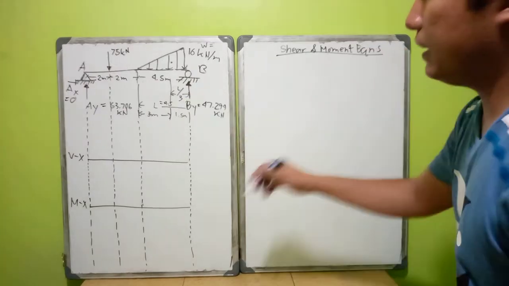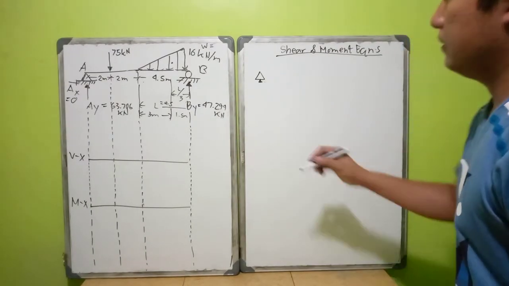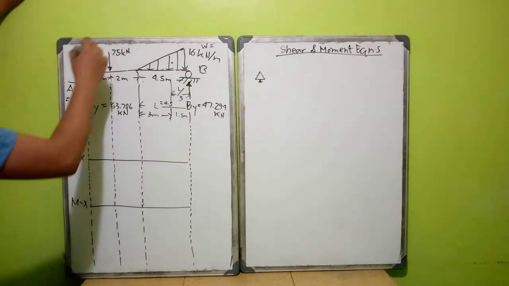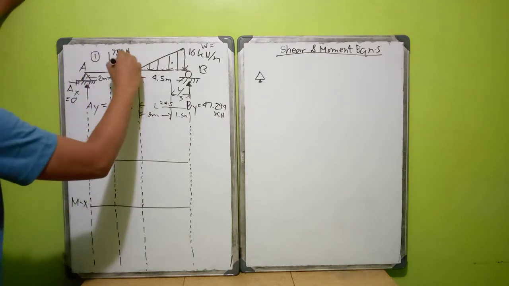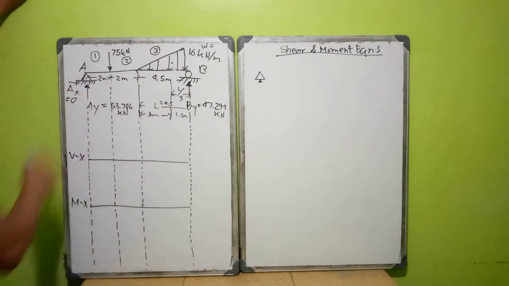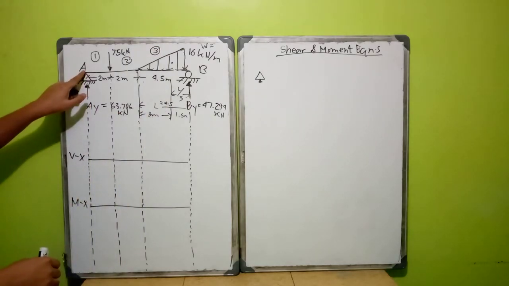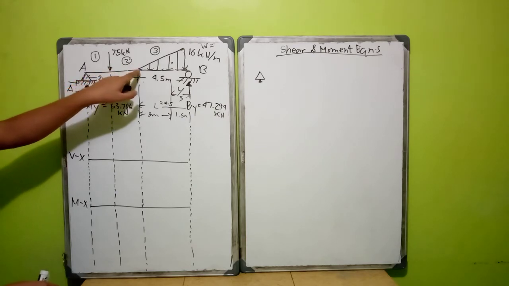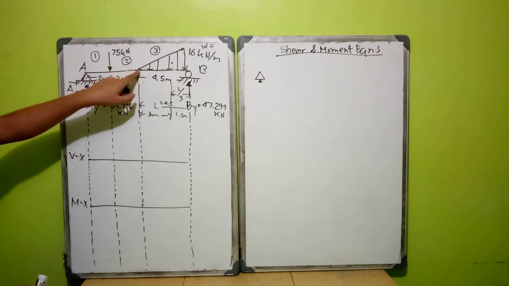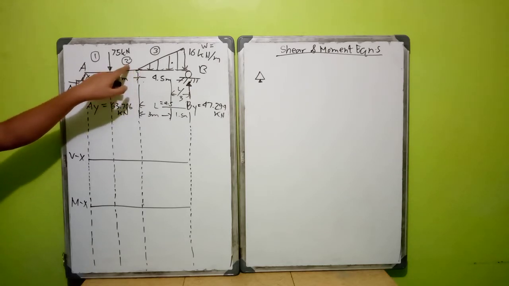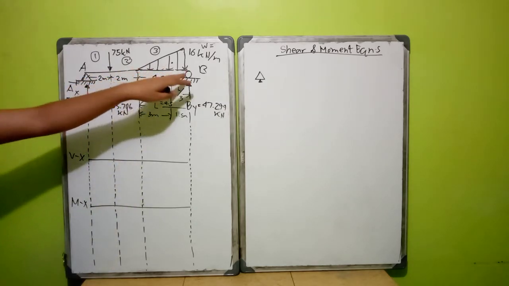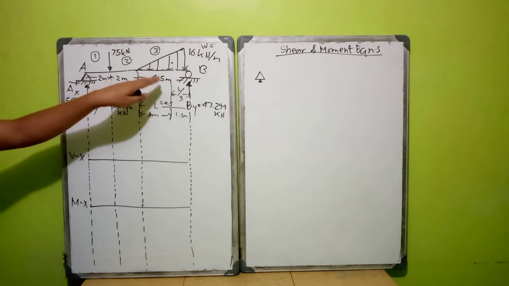Okay, so we write from A. First we will divide this beam into sections. So we have 1, 2, 3 sections. The first section is from this point A up to the point where the 75 kilonewton starts, and then from where the 75 kilonewton starts until where your triangular load starts is section 2, and the whole length of your triangular load is section 3.